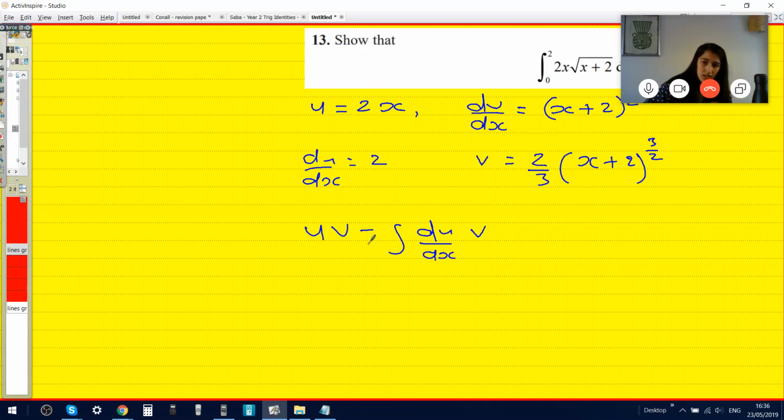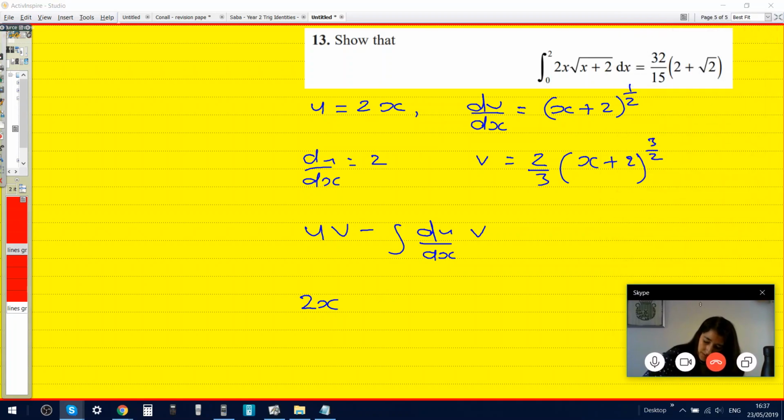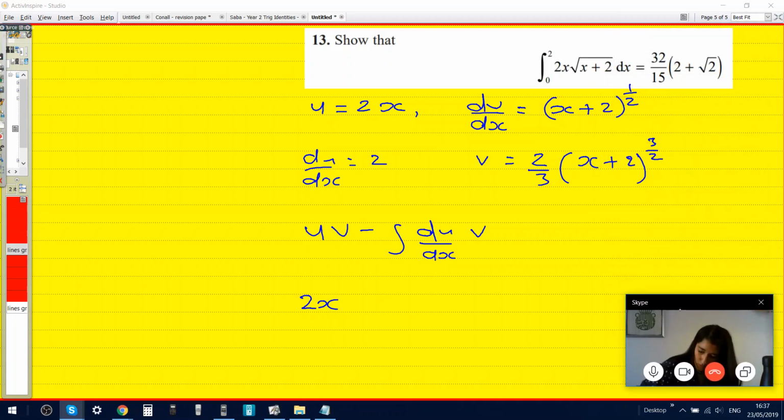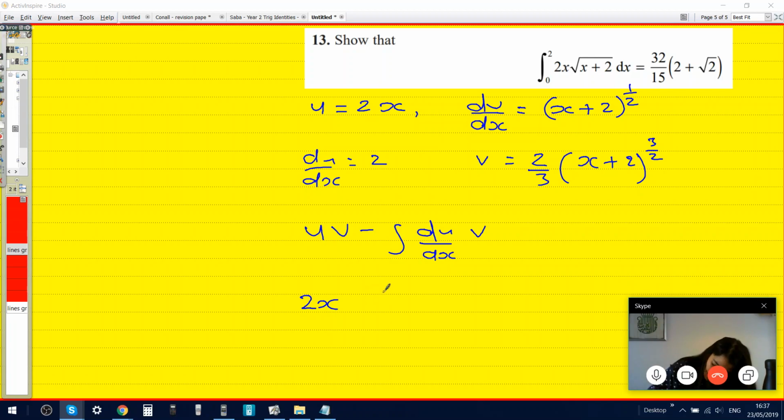Differentiation. Okay, so uv, so 2x plus, so 2 times 2 over 3 gives you 4 over 3 x, x plus 2 to the 3 over 2, minus d over dx, which is 2, that's nice, 2 times v. 3 times 2, so we have 4 over 3 x, x plus 2 to the 3 over 2.